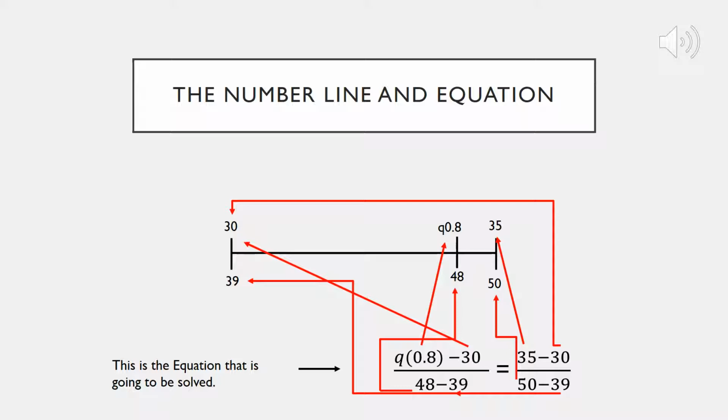Now we continue on by creating our equation. Firstly, we want to find the width of our 0.8 quantile from the 30 kilometer mark and compare that to the corresponding values of 48 and 39. Therefore, our left side of the equation will read (Q(0.8) minus 30) divided by (48 minus 39). Our right side of the equation will then be the whole width of the number line, which will be (35 minus 30) divided by (50 minus 39).